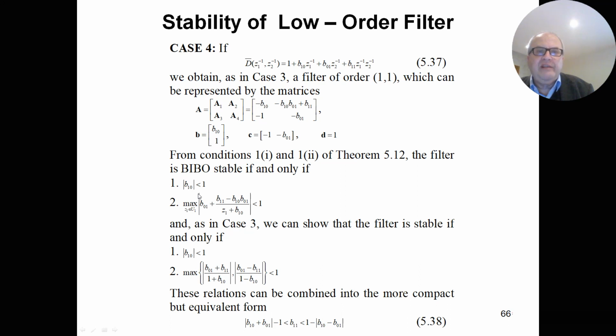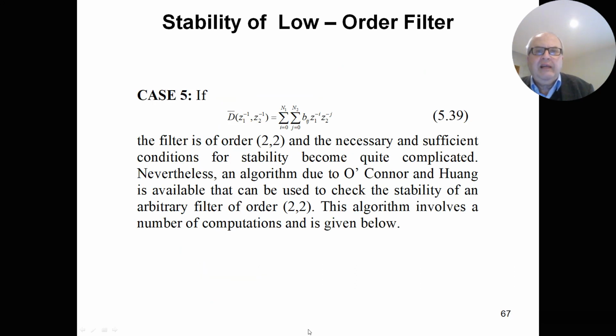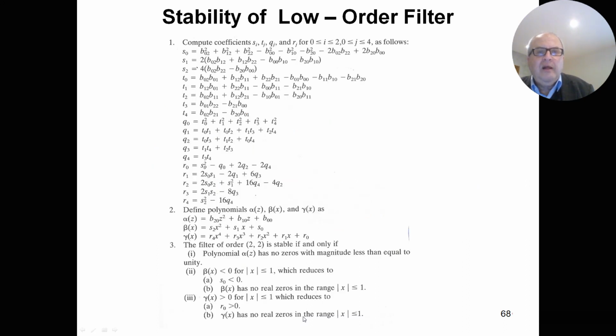And what about if you have this? If you have this, then the situation is, you will have this, and they will give you 5.38. And what about if you have this with n1 and n2 equal to 2? Unfortunately, in this case, you must check all these things. So even in this case, to design a two-dimensional filter with factors in the denominators of second-order polynomials, the situation is very, very complicated.